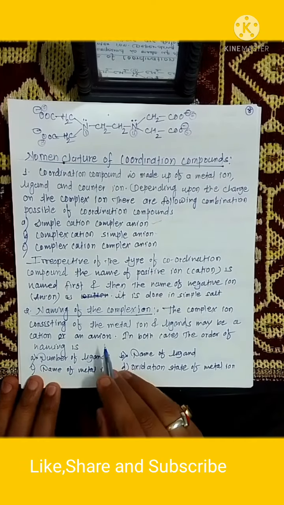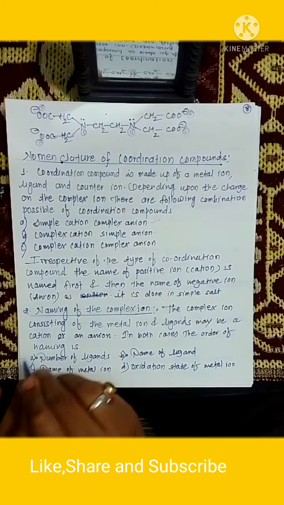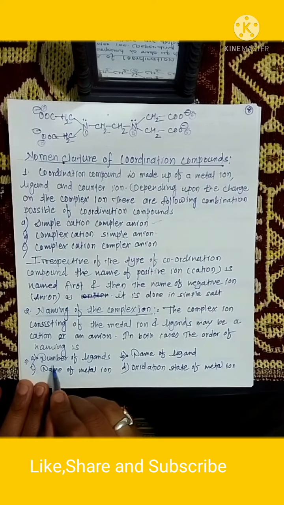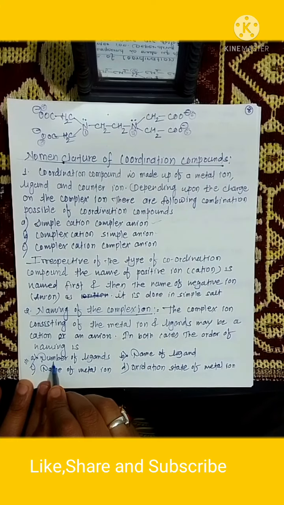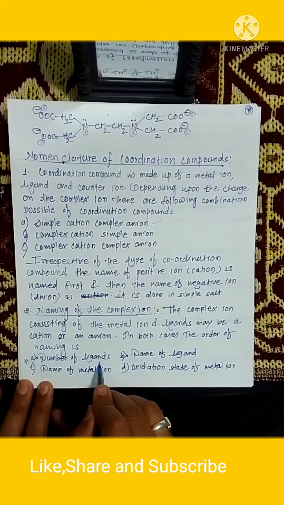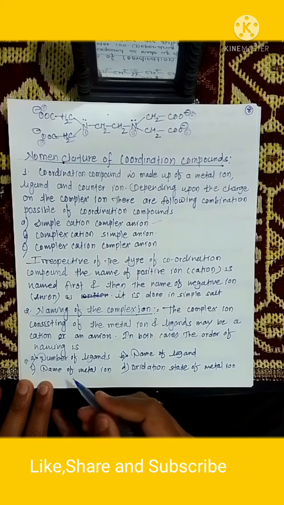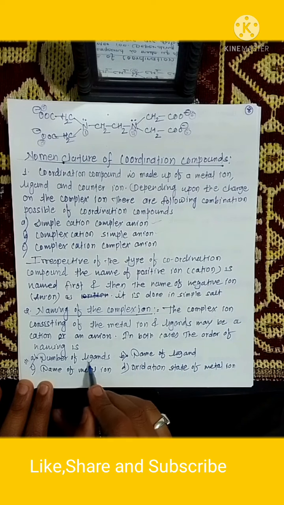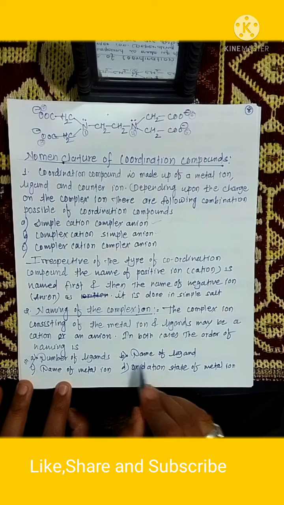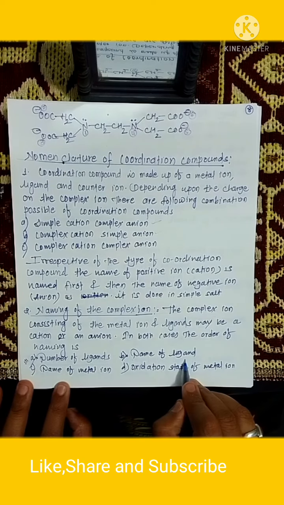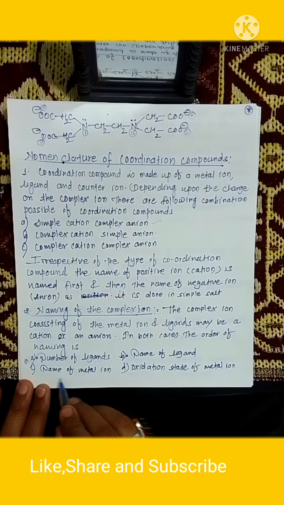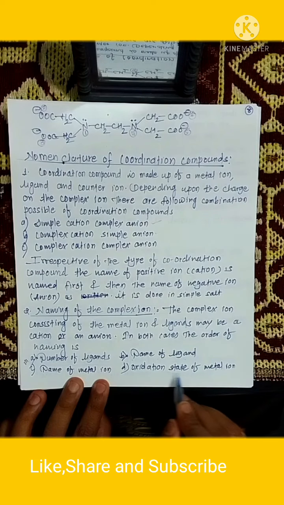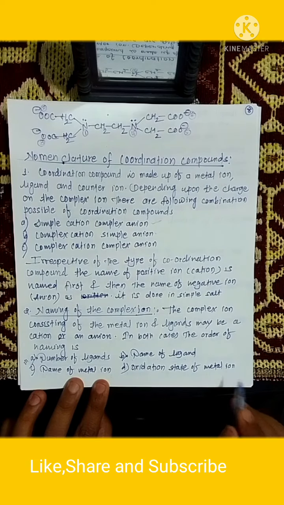Students should note that while writing the name of a coordination compound, the first thing written is the number of ligands. Second, the name of the ligand is written. Then the name of the metal ion is written, and at last the oxidation state of the metal ion is written.